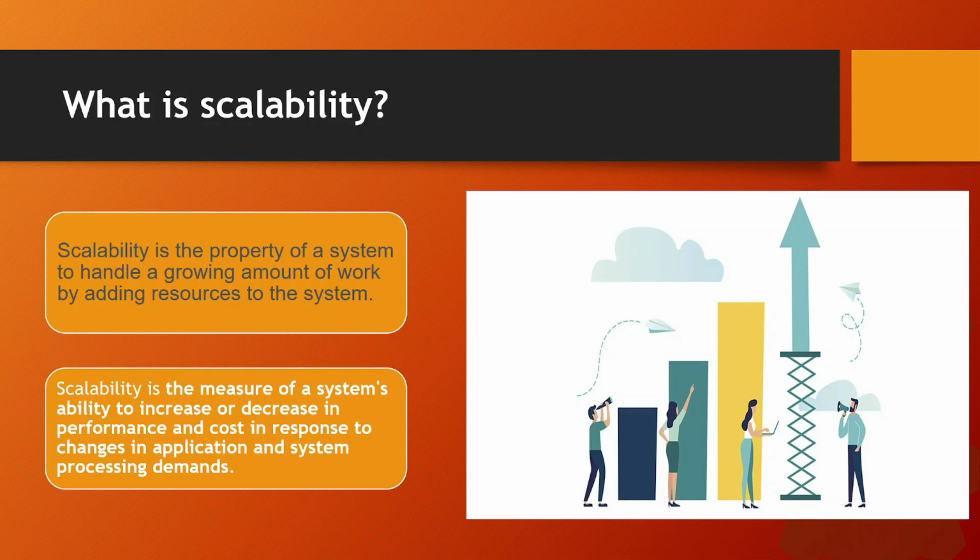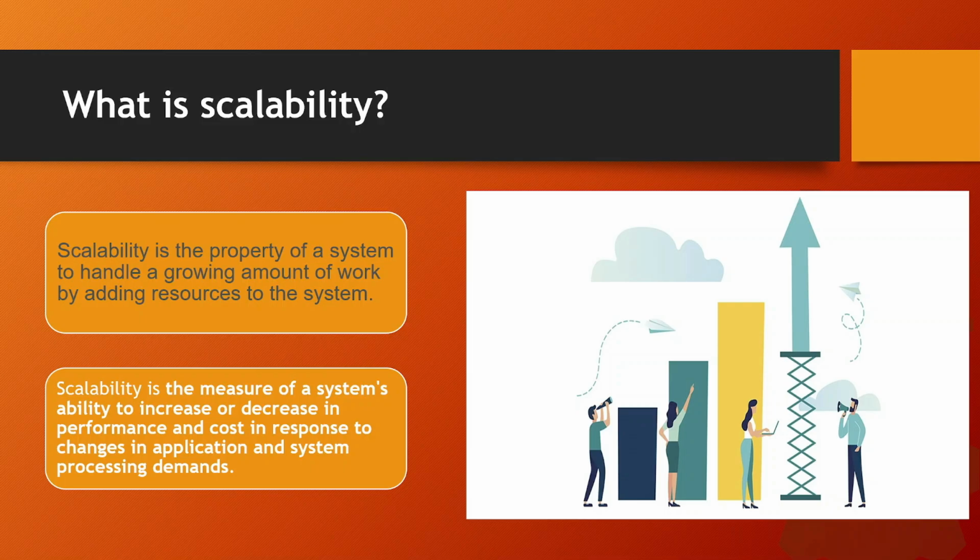What is scalability? Scalability, if you see, is made up of two words, scale and ability. That is, ability of something to scale. What is scale? Scale means to adjust as per the demand. Demand can either grow or reduce.